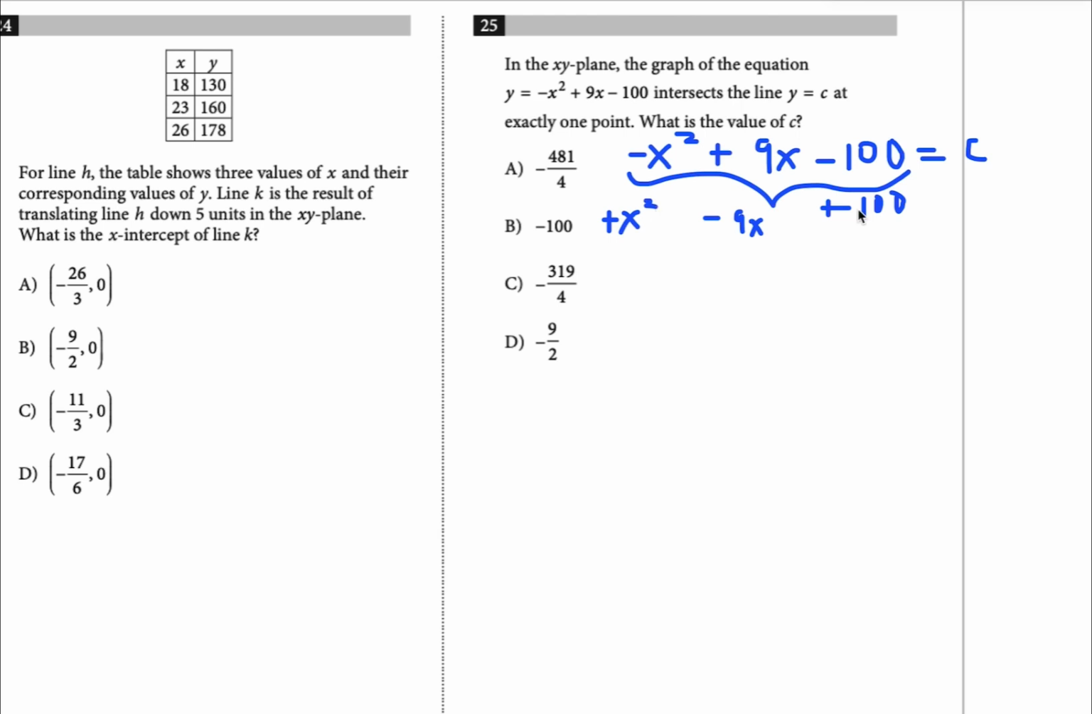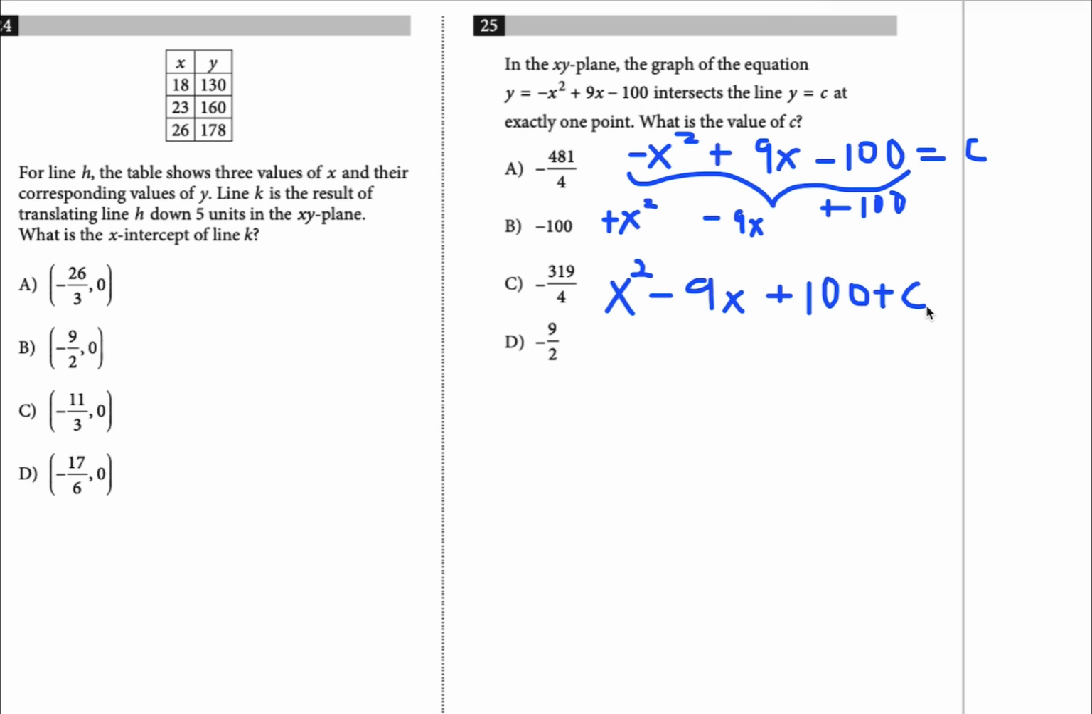So when we rearrange this equation, it looks like this: x squared. Mind you, I'm moving everything on the left side of the equal sign to the right. So the 9x becomes negative 9x, the negative 100 becomes positive 100, and the c just stays where it was, so it's added to this 100. So now this is the equation that we have.